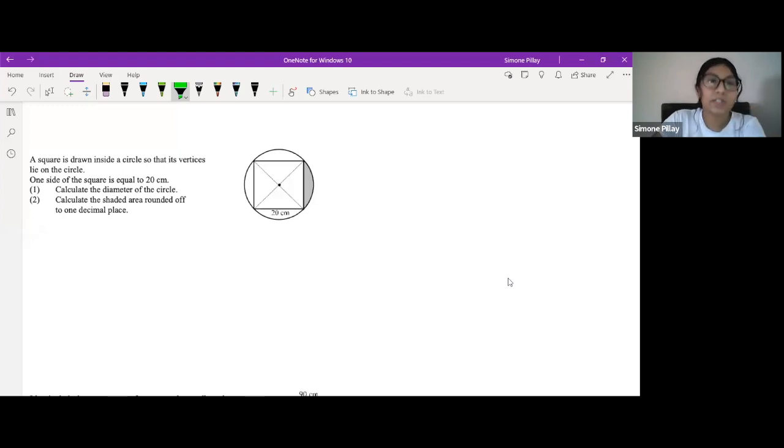One side of the square is equal to 20 centimeters. And immediately after this, because they're telling me it's a square, my mind is telling me to just remember the properties of a square super quickly. So I just want to make a note for myself that all of those lines are equal to each other. And then it says now, calculate the diameter of the circle.